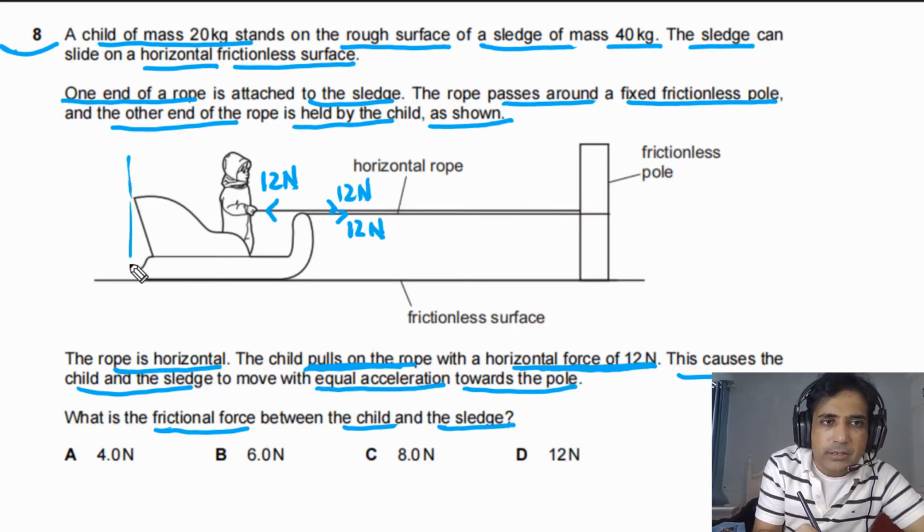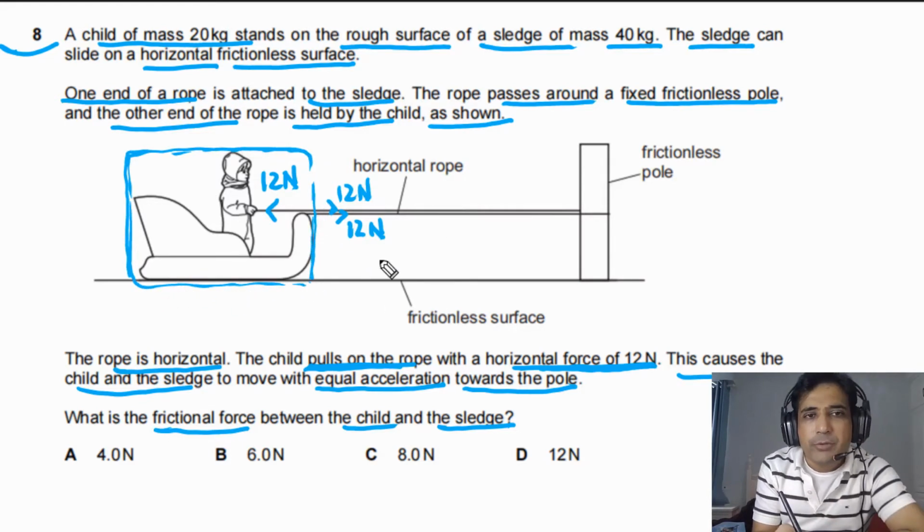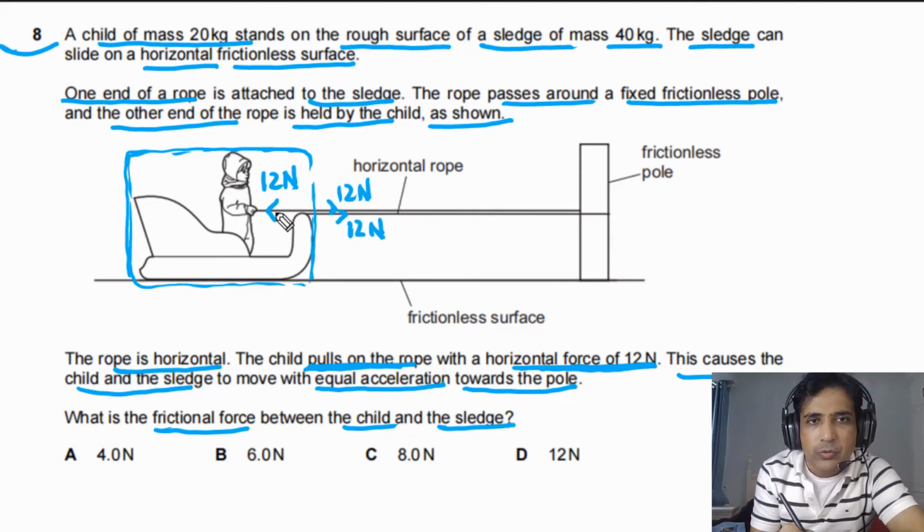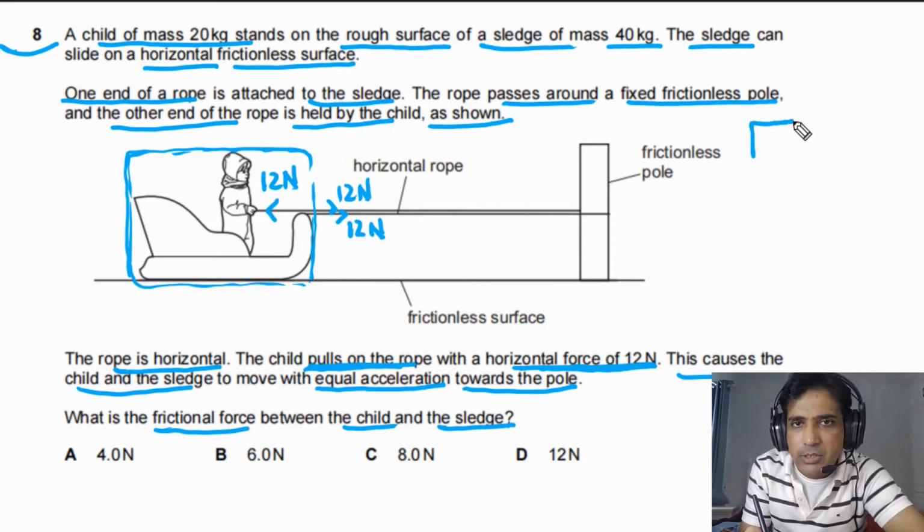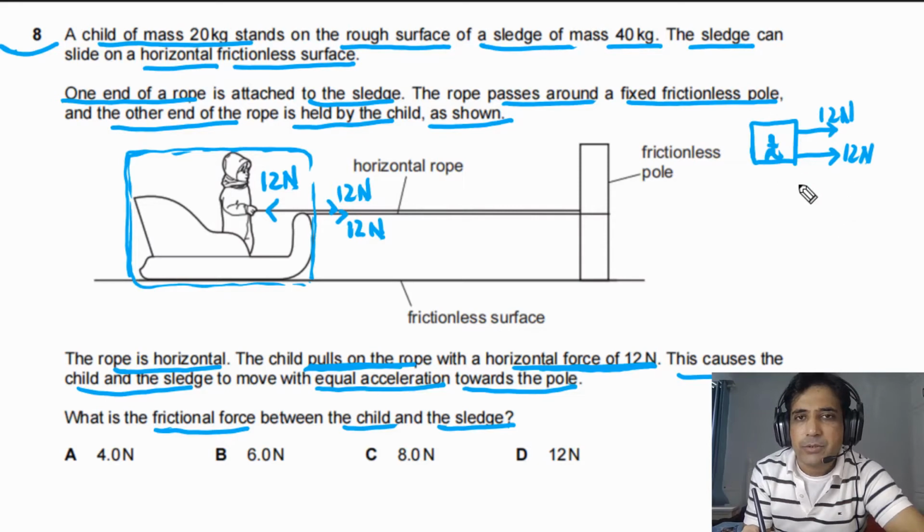Now we can consider the sledge and the boy as one system. We can place them in one box, so this is our one system. Now we need to understand the total force acting on this system. In this case, the total force acting on the system is equal to 24 newtons, 12 newtons and 12 newtons. From here we can find the acceleration of the system.